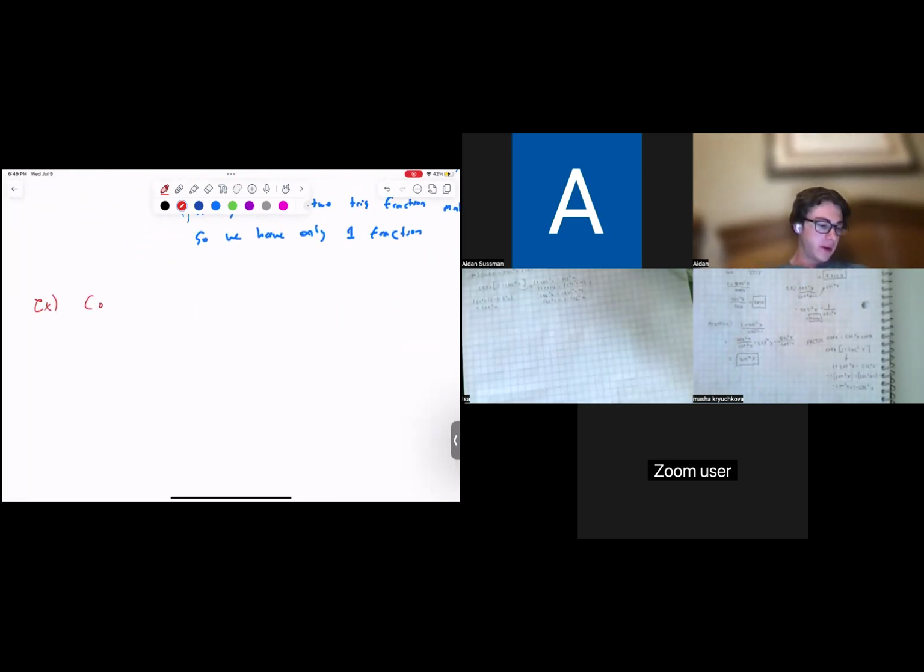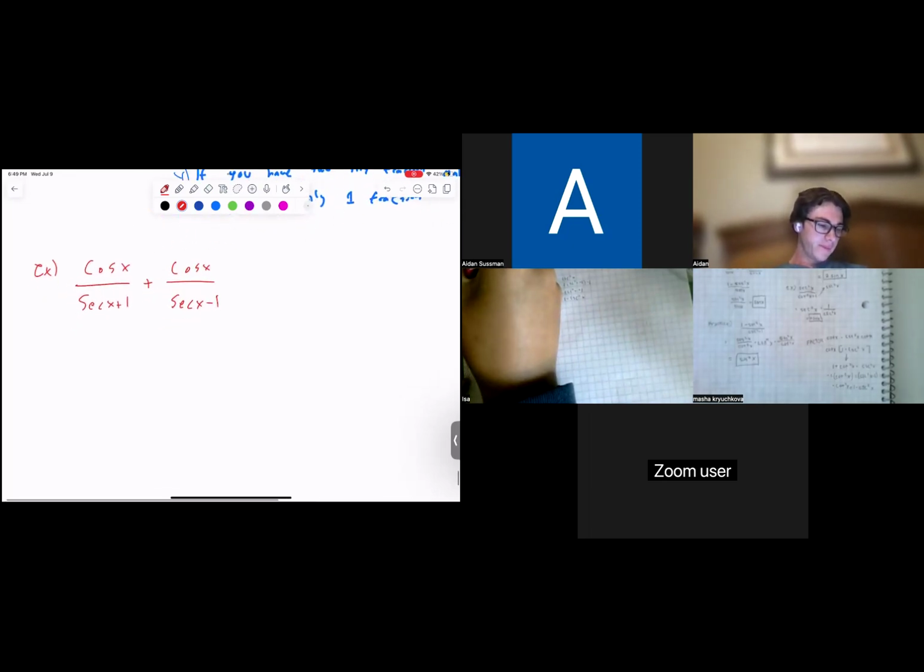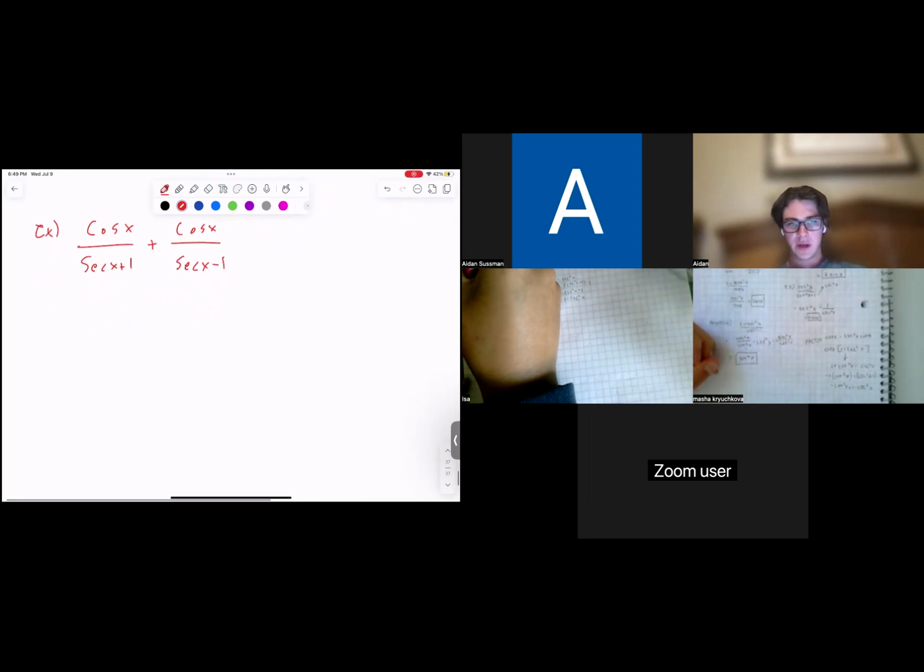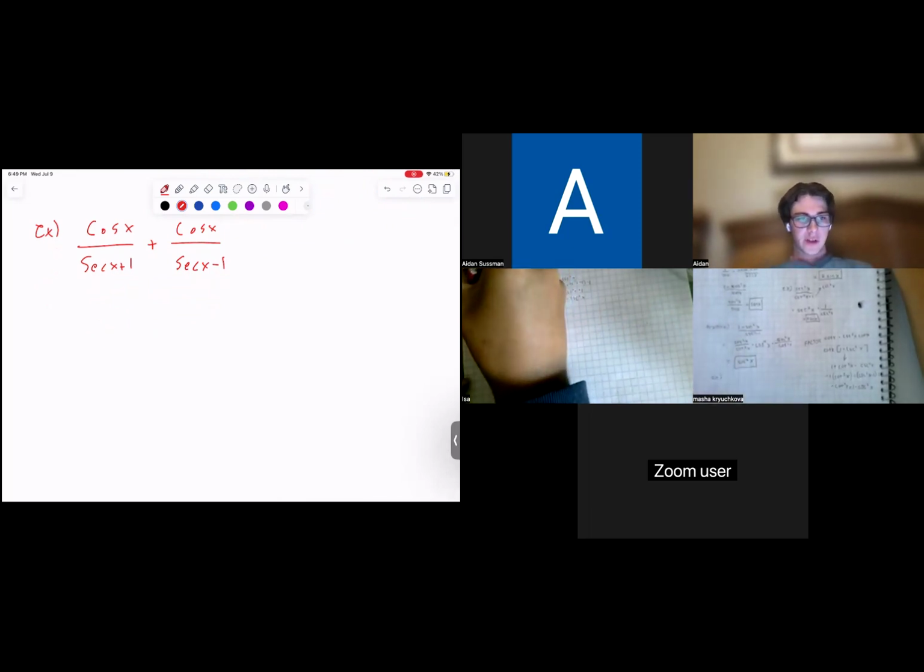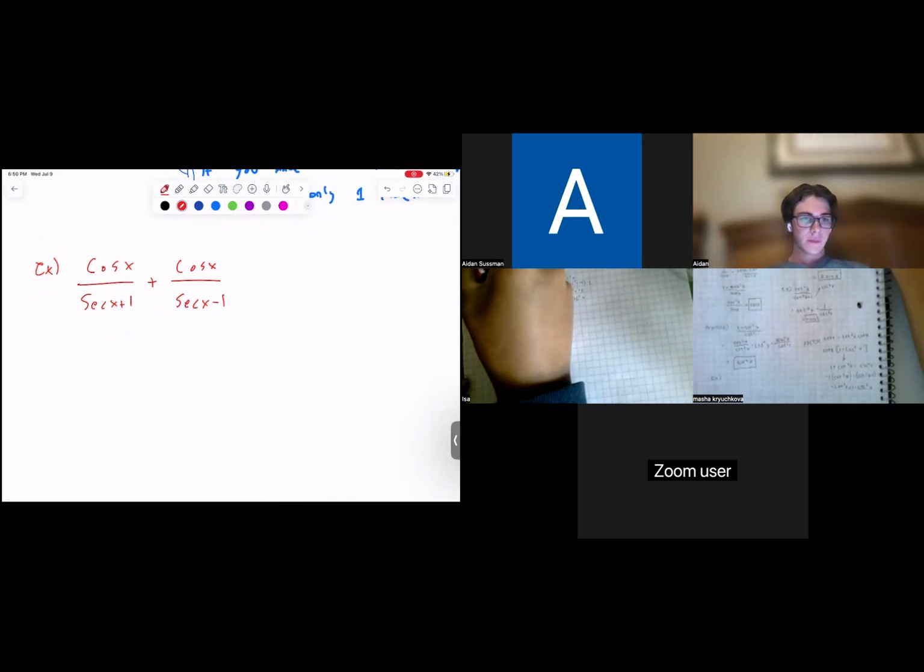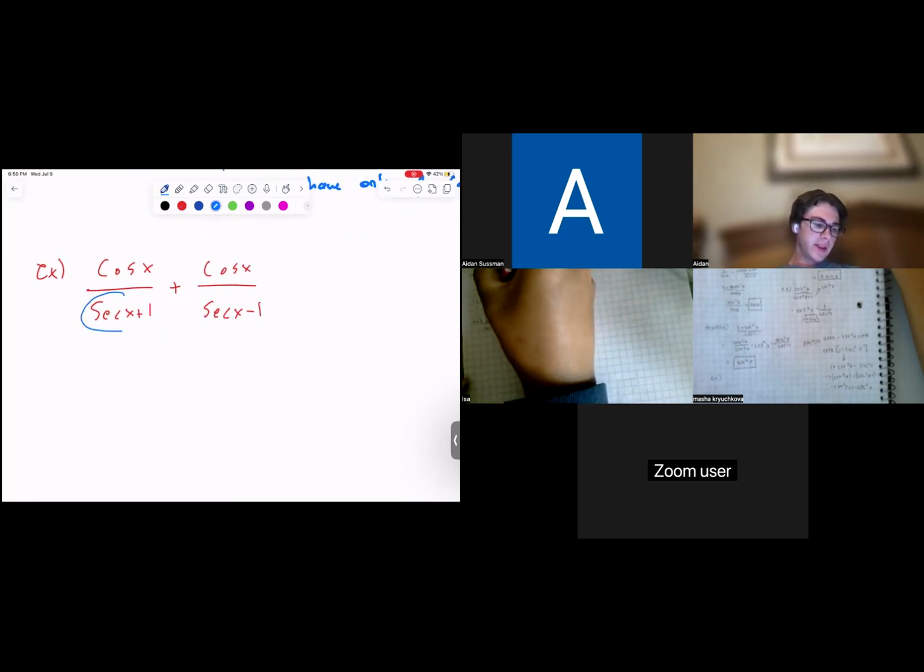This one is going to be cosine of x over secant of x plus 1 plus cosine of x over secant of x minus 1. And maybe Masha, can you tell me what do you think I should do first? What should we do first here? Should we use the identities for the bottom first? Do we see an identity here?